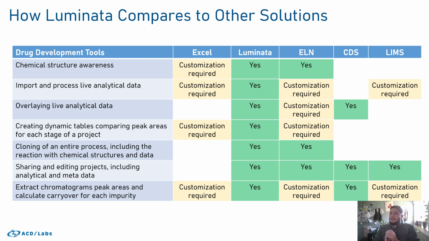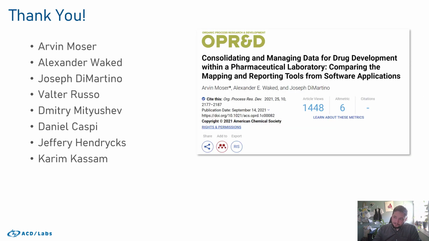So how does Luminata compare to other solutions? Overall, we think that it has a lot of advantages over Excel specifically. It's really been designed to meet the needs of the pharmaceutical development scientist. There are a number of other applications, such as ELNs, CDSs, and LIMS, that scientists use as well that do meet some of these requirements to varying degrees. It's going to depend a lot on the particular implementation, but I think that Luminata particularly has been shown to be really effective for the needs of those pharmaceutical development scientists.